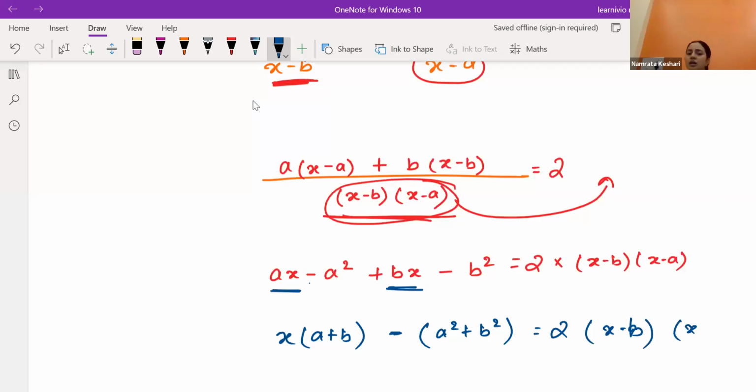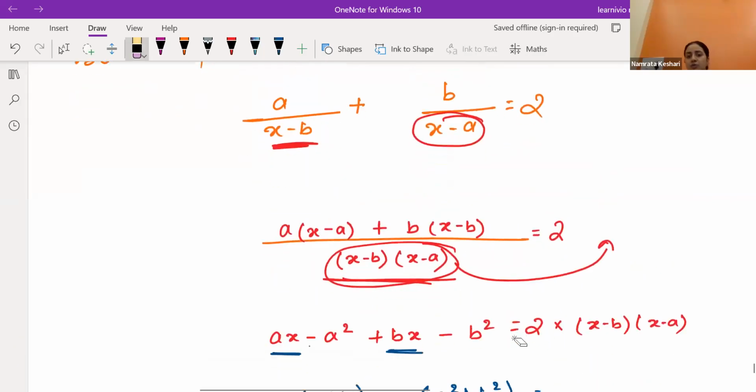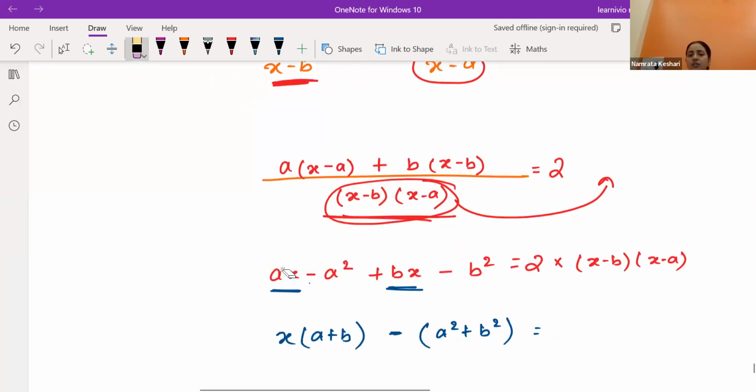Okay, if we open the bracket by using the distributive property, let's see what we are going to get on the other side. Because now it doesn't seem like we are anywhere close to solving it. So let's open this x minus b, x minus a, and let's see what we are getting. 2 will be there as it is. It will be x square minus ax minus bx plus ab, right, Zoha?